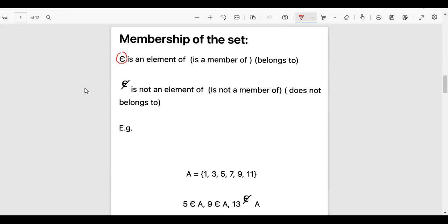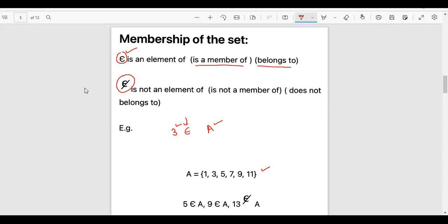Now again we have the symbol for element. It means belongs to. For example, I can write 3, this sign, and A. It would mean 3 is a member of A, or 3 belongs to A. This symbol basically means belongs to. If there is an element in the bigger set, you can write that the element belongs to the bigger set.